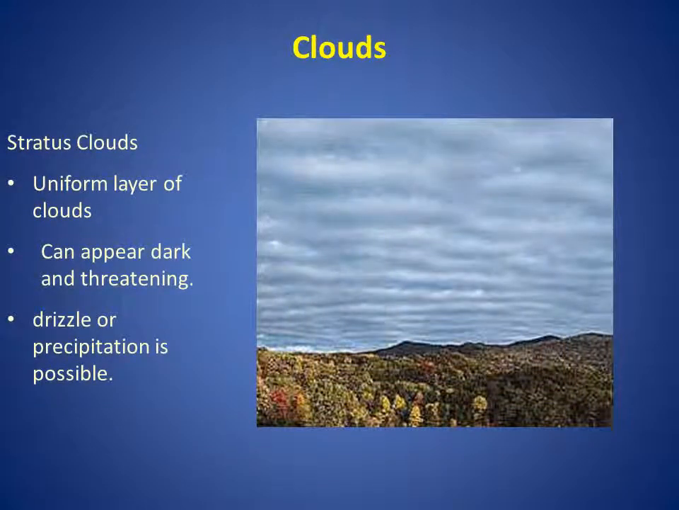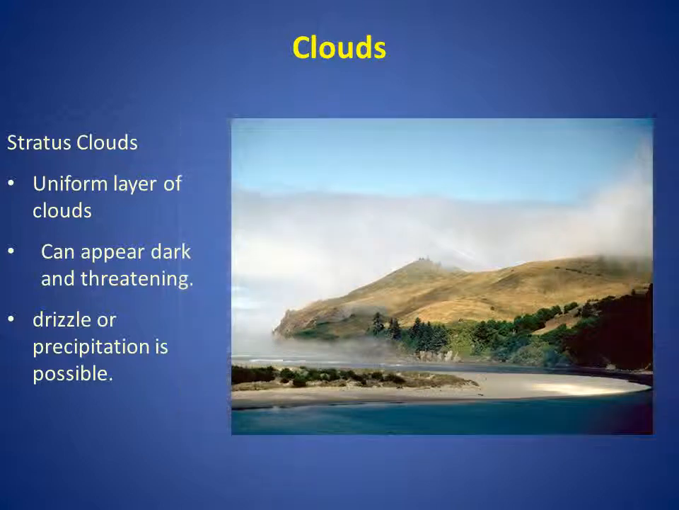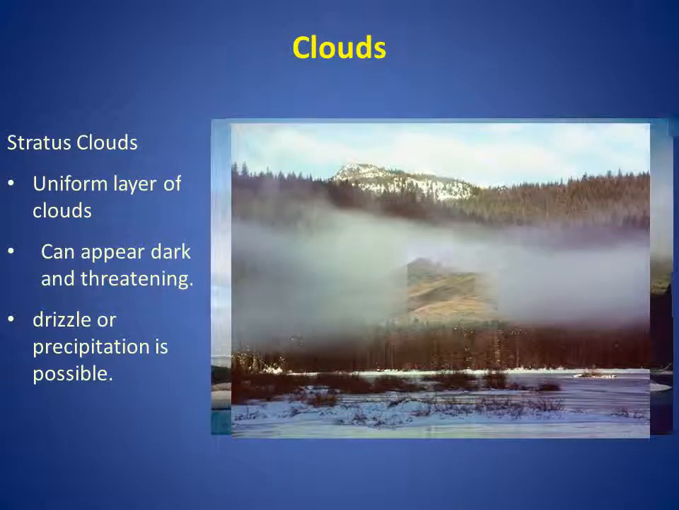The next are stratus clouds. These are uniform layers of clouds. They can appear dark and threatening, and drizzle or precipitation is possible with these clouds.